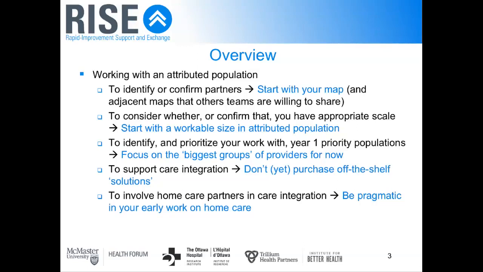The second thing is to confirm that you have an appropriate scale. We're going to be talking a little bit about some of the considerations in deciding whether you have a workable size in your attributed population. The third point is to identify and prioritize your work with your year 1 priority population.